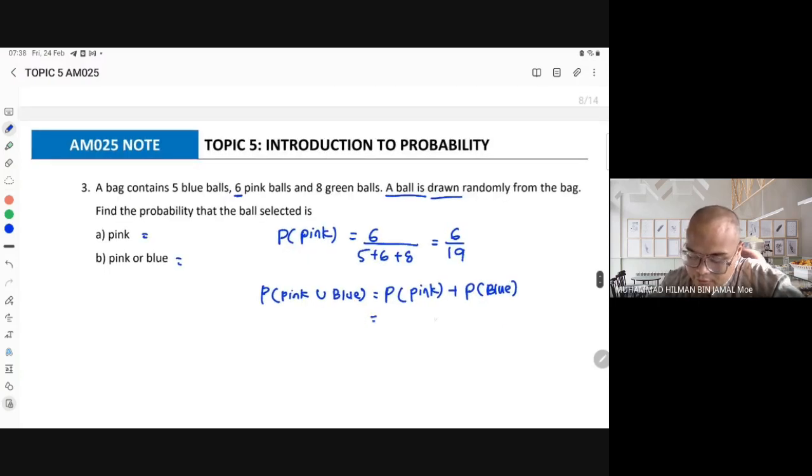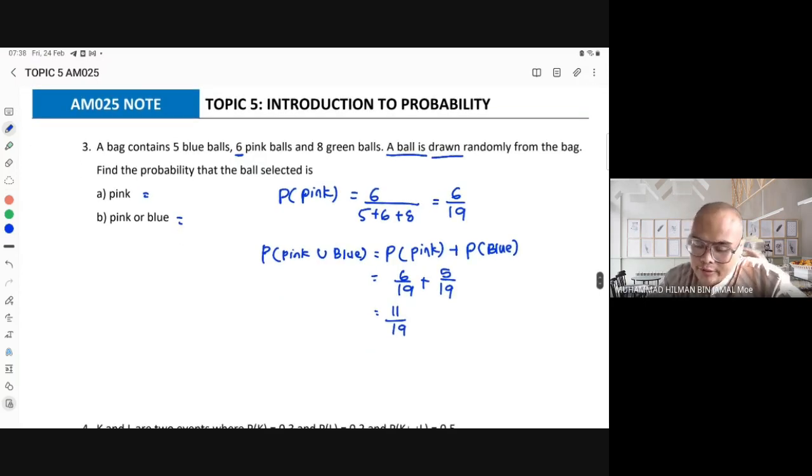Okay. So kita akan dapat pink. Pink tadi berapa? 6/19 tambahkan dengan blue. So blue is 5/19. So 5 tambah 6, 11/19. Okay. So yang ini adalah untuk mutually exclusive event. Sebab kalau dia bukan mutually exclusive event, you kena tolak tahu dia punya intersection. Tapi sebab dia punya intersection is equal to 0, then tak adalah.